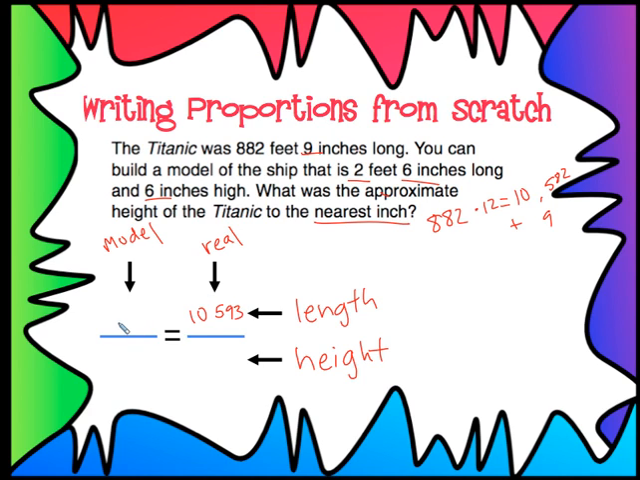Now the model length is 6 inches and 6 inches high. Okay, wait, that's not right. I'm sorry. I thought that this was length and width. That's not. That's just one measurement. 2 feet 6 inches long, so we don't have width. So 2 feet is 24 inches plus another 6, that's 30 inches in length and 6 inches high. And we put x there.